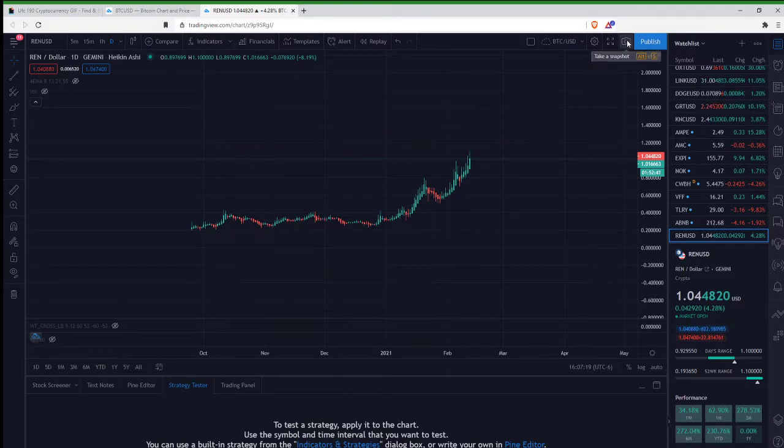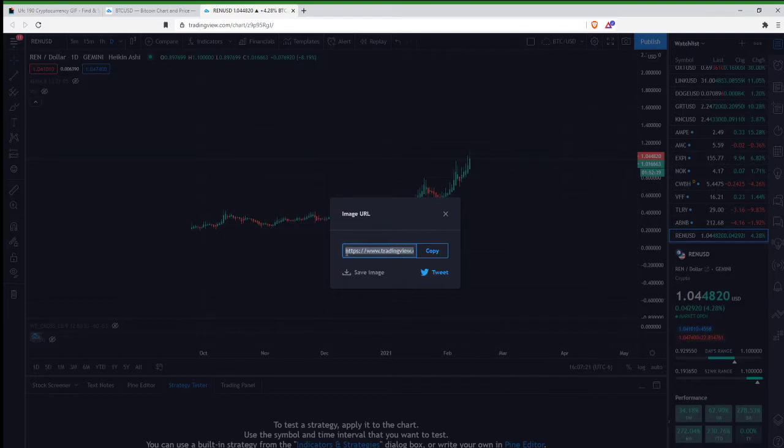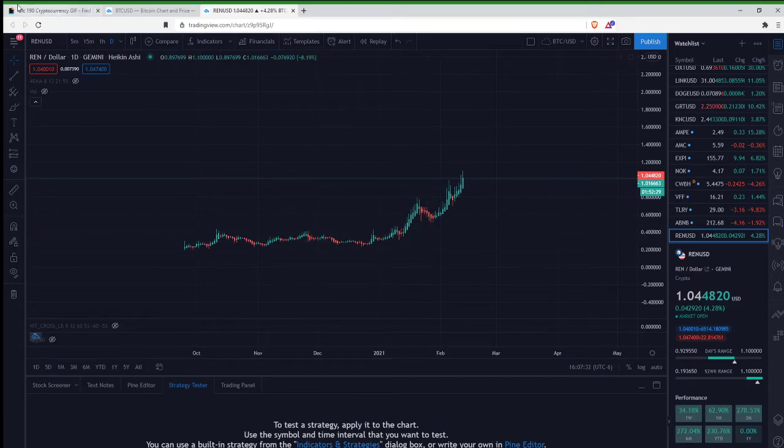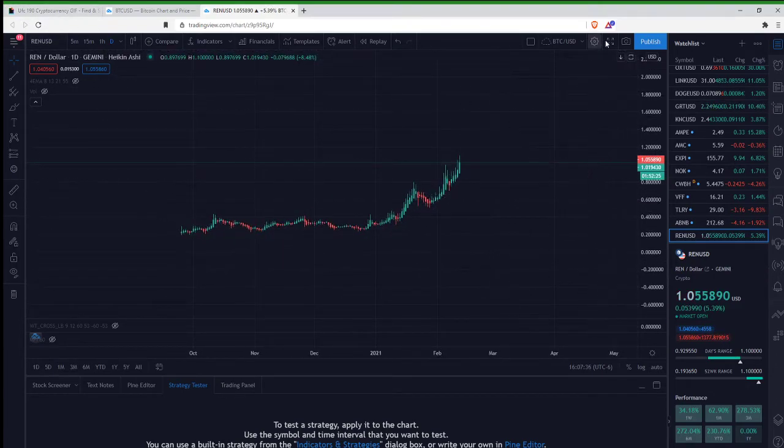Also, if you guys see something on the charts, you can always save it by clicking this, take a snapshot, and copy the image URL, or save the image. A lot of times I actually use a snippet tool on my Windows machine and just snip from the top to the bottom here, but just personal preference.